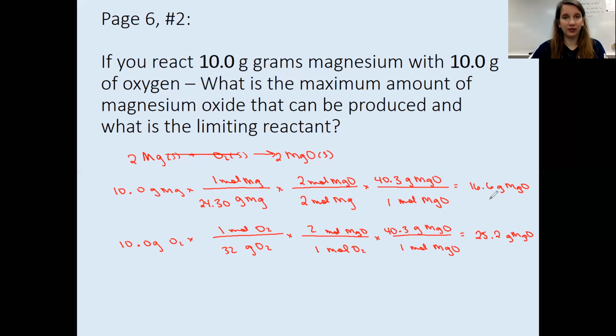So you compare these two values again: how much was produced based on the magnesium, and how much would have been produced by the oxygen, to see which one makes less magnesium oxide. Since magnesium makes less magnesium oxide, the magnesium is going to be our limiting reactant, and our amount produced is going to be how much the magnesium produced, so we'll make 16.6 grams of magnesium oxide. Because remember, once we run out of magnesium, we don't have any more left to react with the oxygen, so we can't make any more than 16.6.